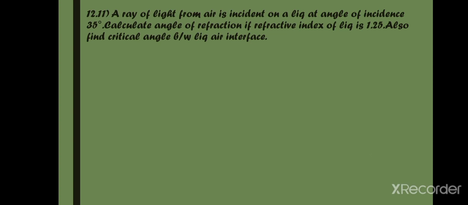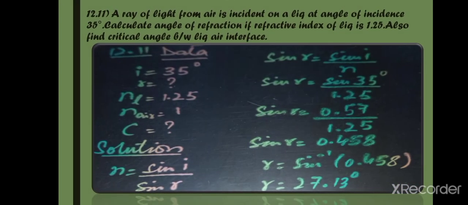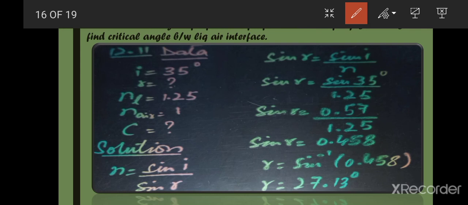12.11. A ray of light from air is incident on a liquid at angle of incidence 35 degrees. Calculate angle of refraction if refractive index of liquid is 1.25. Also find critical angle between liquid air interface. This is the case with Snell's law. The light ray is incident on a liquid at an angle of incidence. Here the data is given.